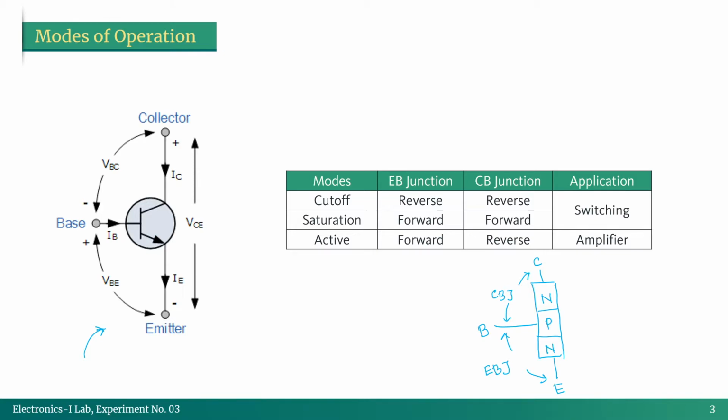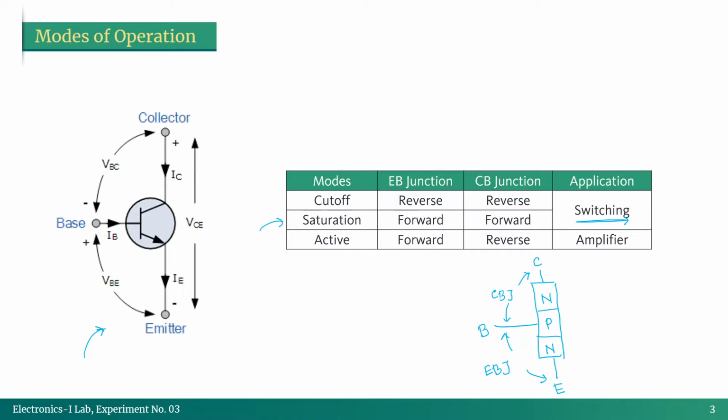Now we know that each of these junctions can be either forward biased or reverse biased, and based on the situation we can have three modes. If both of these junctions, that means CBJ and EBJ, are reverse biased, at that moment we can say it's in cutoff mode. For the second mode, both of them should be forward biased, so that will be called saturation mode, and both of these modes will be used in our switching applications. You need to remember this.